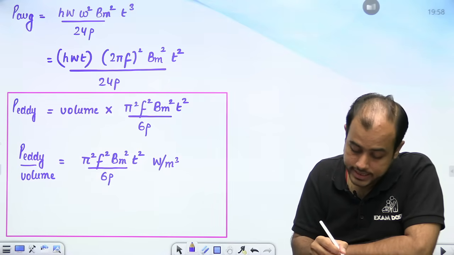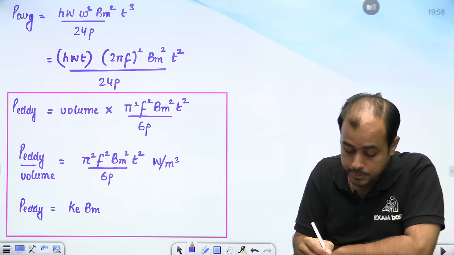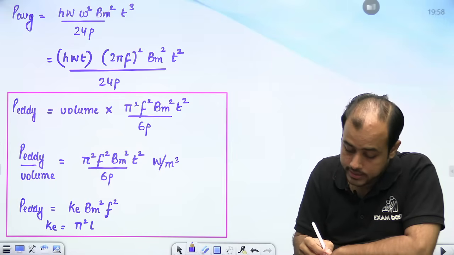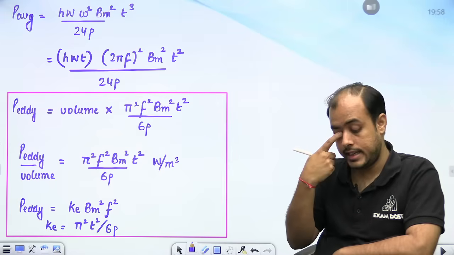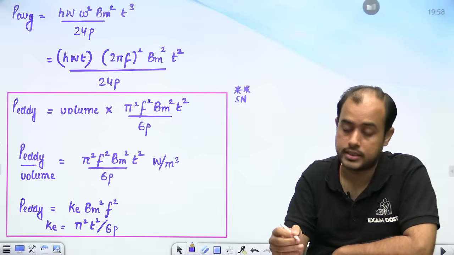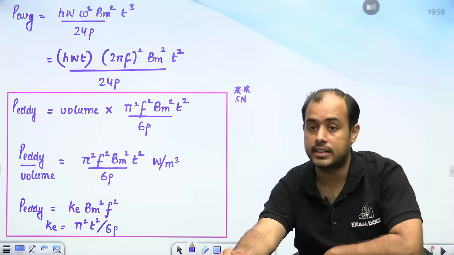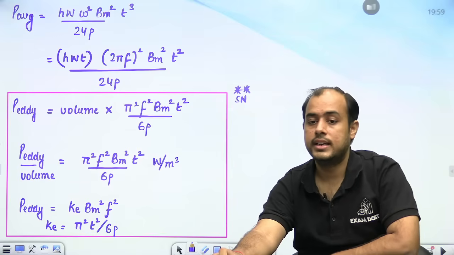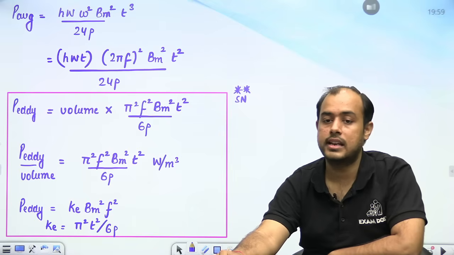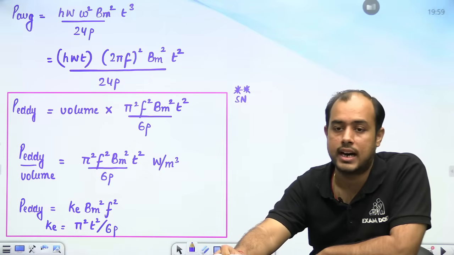So we write this P eddy as Ke Bm square f square. Now Ke is pi square t square by 6 rho. Ke is a constant, pi square t square by 6 rho. And that is why we do lamination to reduce the thickness. लैमिनेशन हम लोग थिकनेस रिड्यूस करने के लिए करते हैं, so that eddy current losses are low. इससे एडी करंट लॉस काफी कम हो जाते हैं। Is that clear beta? Is this clear to everyone? बोलिए, is this clear to everyone? To reduce the eddy current loss you do the lamination.